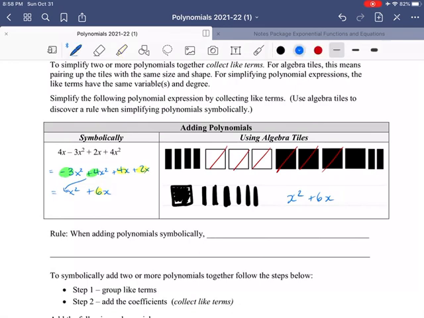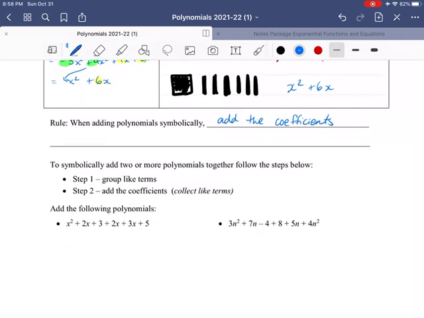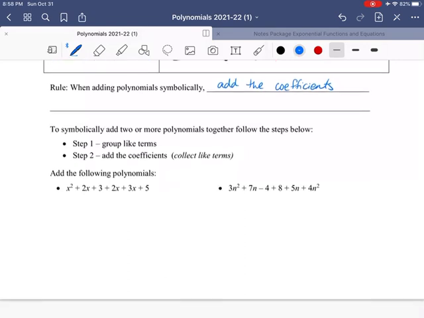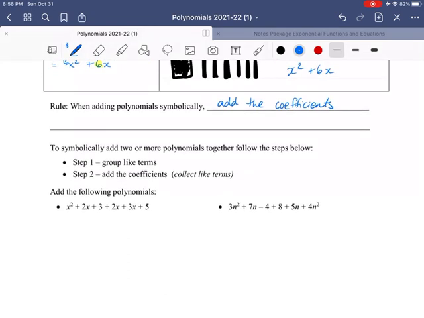So when adding polynomials symbolically, add the coefficients. It's just telling you the amount of stuff you have there. So if you've got 2 of something and then you add another 4 of it, well, you got 6 of it. To symbolically add 2 or more polynomials, group the like terms, add the coefficients, collect like terms.